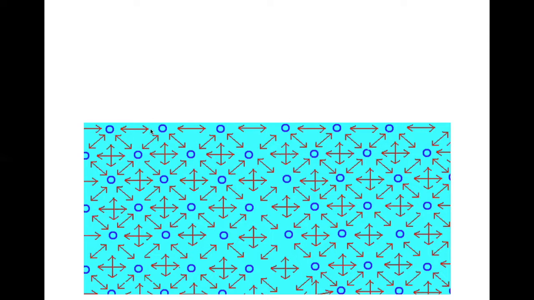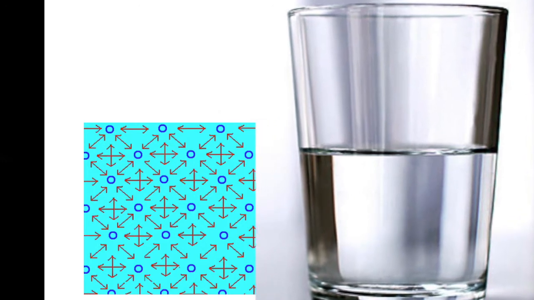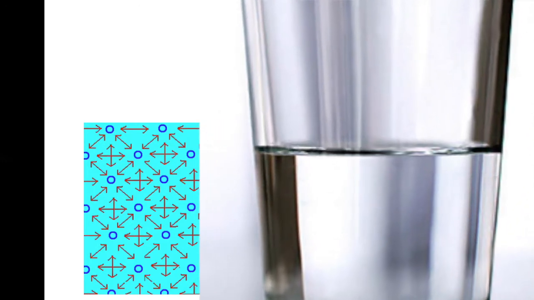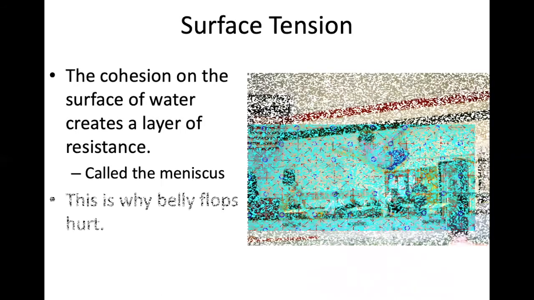And you can see this for yourself. If you ever take a look at a glass of water, at the top, you can see a slightly thicker line where the water molecules are more densely packed together. That is cohesion. The cohesion of the surface of the water creates a layer of resistance. We call that surface tension. It also has a different name. It's called the meniscus, which is not a word you're going to hear too often. I just thought you'd be interested.